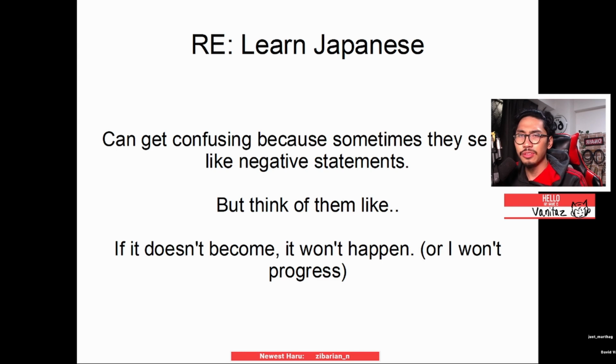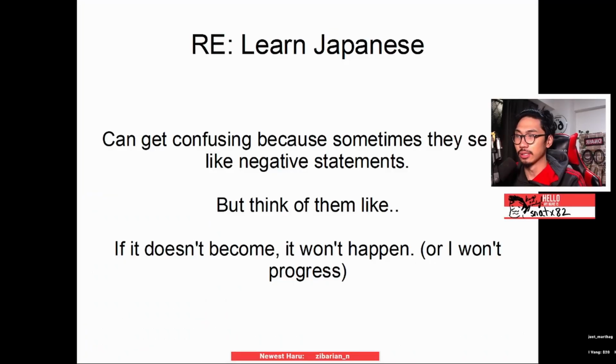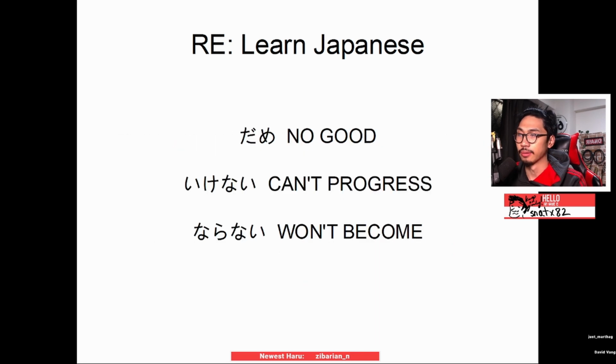It can get confusing sometimes because they seem like negative statements. Rather than saying I have to do this, it's like if I don't do this, something bad will happen or it won't happen, therefore I have to. That's kind of what it is. So if it doesn't become, it won't happen.